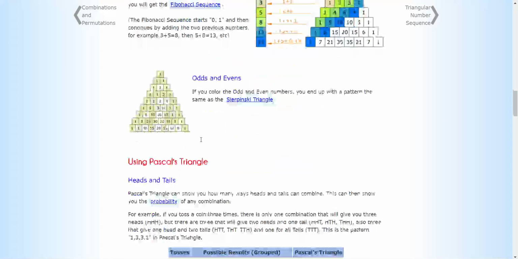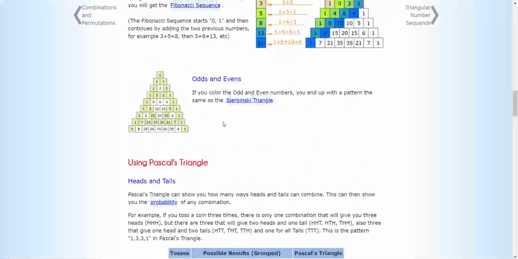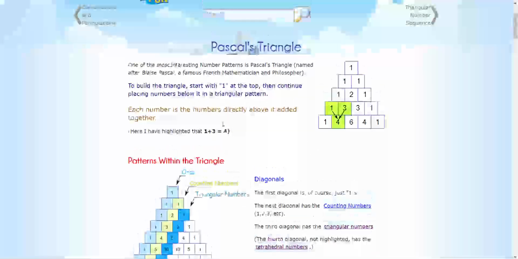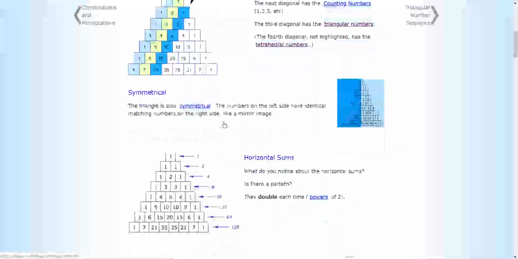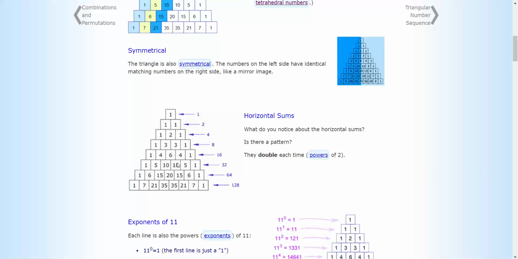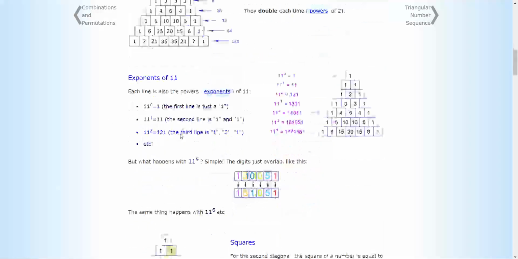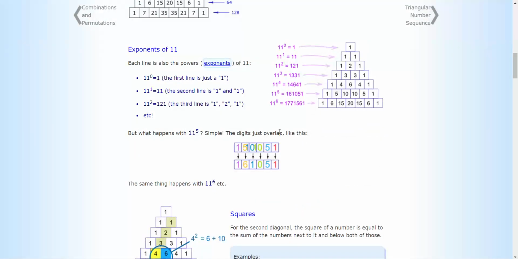Odds and evens. If you color the odd and even numbers, you end up with a pattern the same as the Sierpinski triangle. Oh man, there's a lot to take in here. But at least we got an idea for the next. If we ever came across this, we know that there is something out there that uses Pascal's triangle.